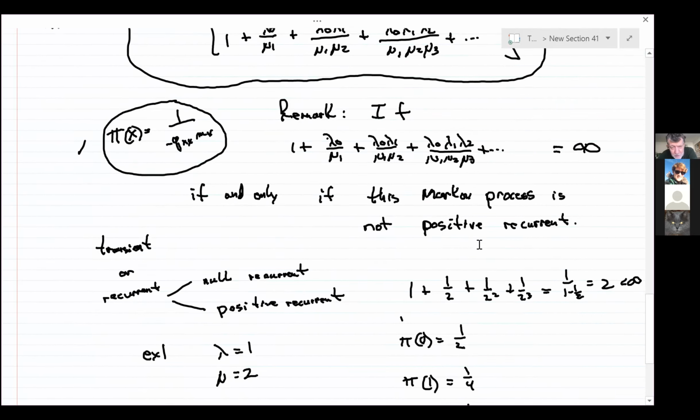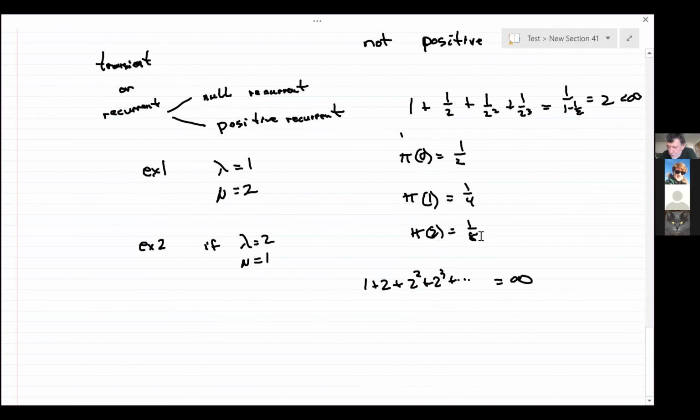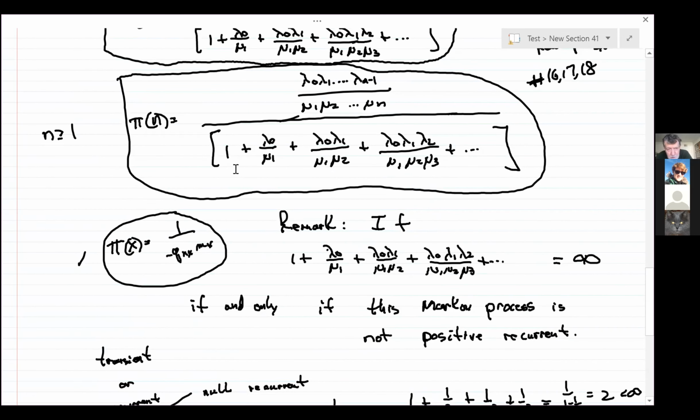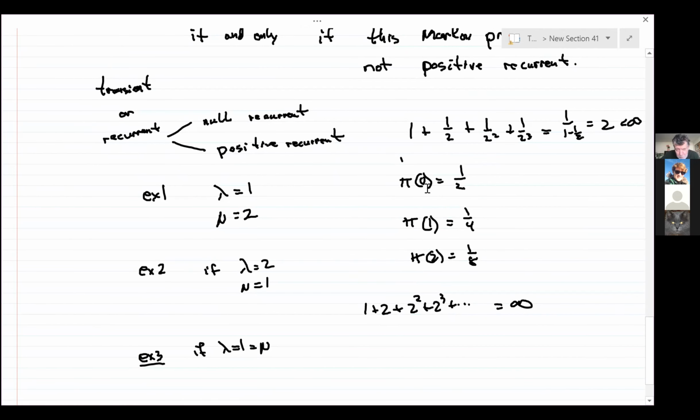Okay, now the interesting case would be, suppose the rates are the same. So that would be example 3. If lambda is equal to 1 and mu equals the same thing, then what is this infinite series doing? It's 1 plus 1 plus 1 plus 1. So the infinite series is going up to infinity. So once again, there's no stationary distribution. If there's no stationary distribution, then there's no steady state. So if the rates are equal, this thing is still exploding.